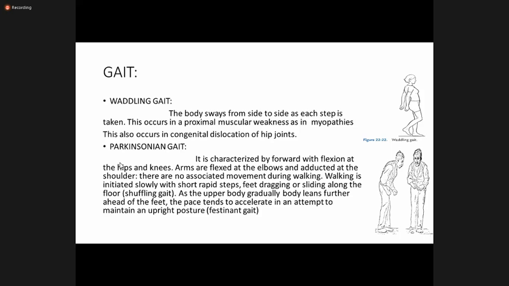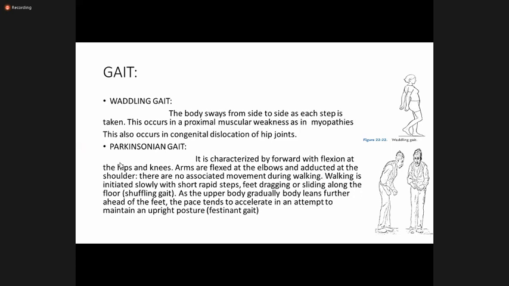Waddling gait. It is important in pediatrics as well. The body sways from side to side as each step is taken. This occurs in proximal muscular weakness and myopathies, and mostly in bilateral congenital hip dislocations. You notice the waddling gait.